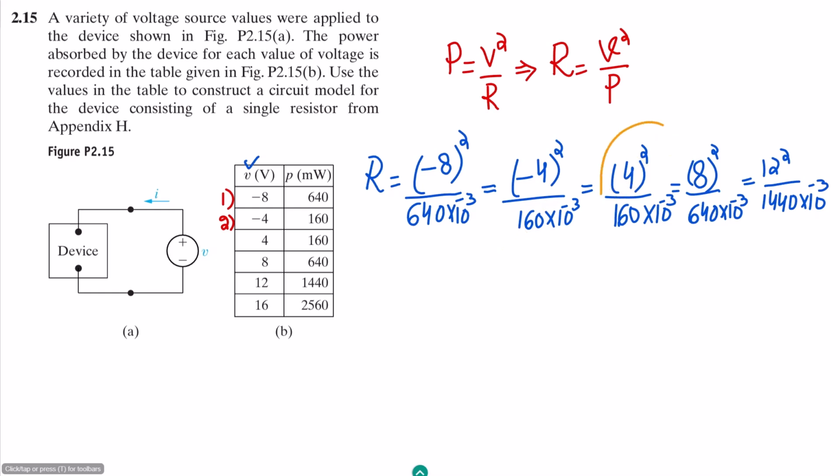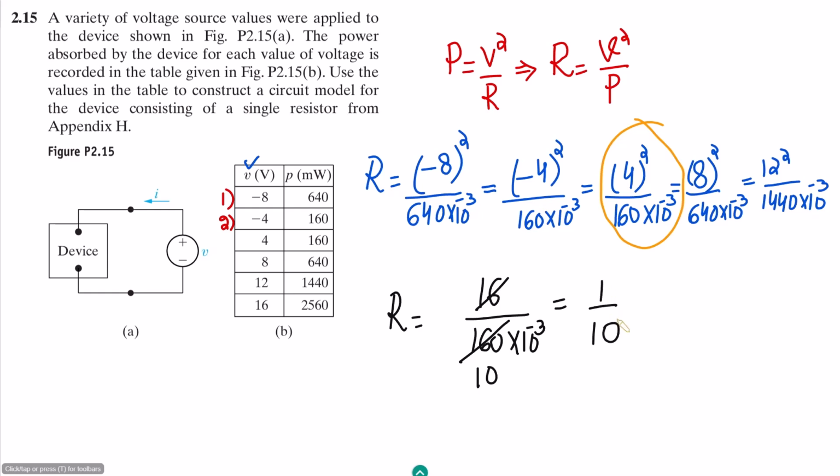So let me pick this one because it seems easier. To find the value of the resistor from it, 4 squared is 16 divided by 160 multiplied by 10 to the power minus 3. This 16 is 10 times that, and it would be 1 over 10 to the power minus 2. Okay, or this is also 10 to the power 2, or 100 ohm.